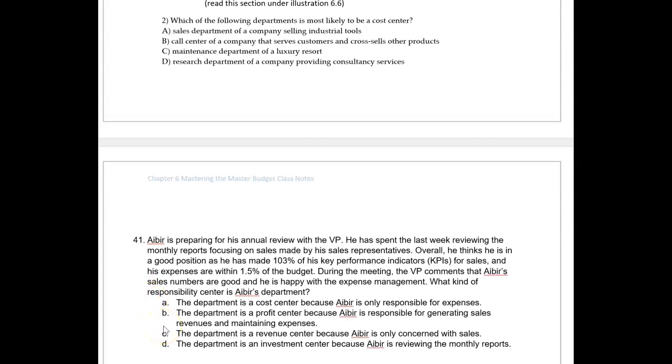Is it a cost center? Just a cost center? He's responsible for revenue too, right? He's a profit center because he's responsible for generating sales revenues and maintaining expenses. It's not a revenue center, and I don't believe we have any control over the investment, right? So we're talking about sales and expenses. That's it. So this would be a profit center. That would be B.